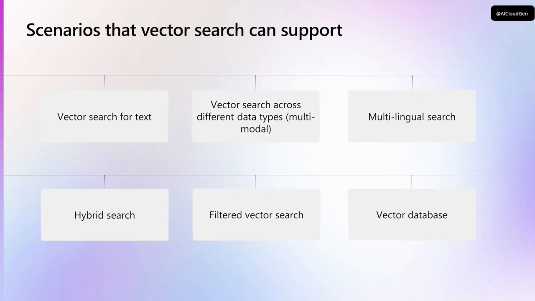So which means you can build queries which include both vector fields and searchable text fields. You can also have a filtered vector search, as well as a vector database, which is basically Azure AI Search. Azure AI Search is actually a vector database, and you can use it as a long-term memory or an external knowledge base for your large language models.